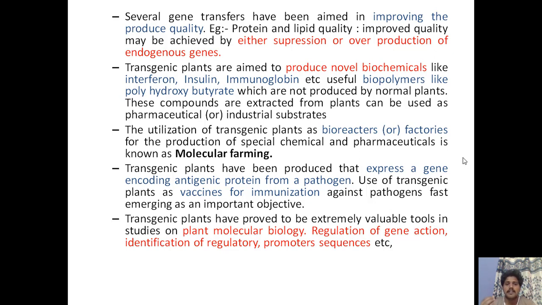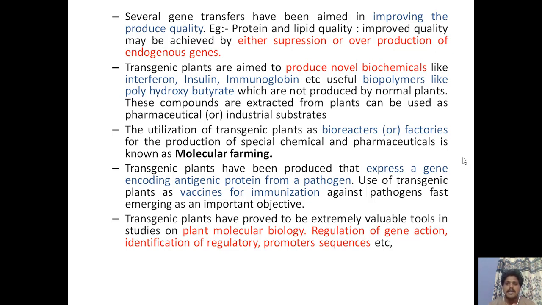Useful biopolymers like polyhydroxybutyrate, which are not produced by normal plants, and compounds extracted from the plants can be used as pharmaceuticals or industrial substances. Utilizing these transgenic plants as bioreactors or factories for production of specific chemicals and pharmaceuticals is referred to as molecular farming. Just like agricultural farming, these molecules are being produced using plants as bioreactors or factories. We call it molecular farming.